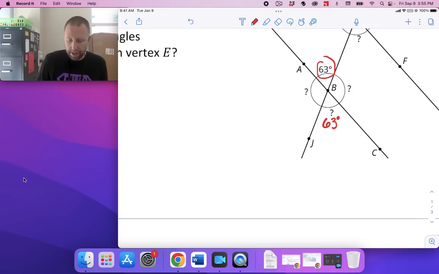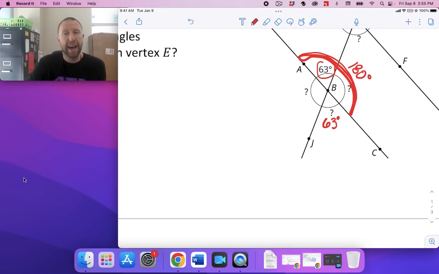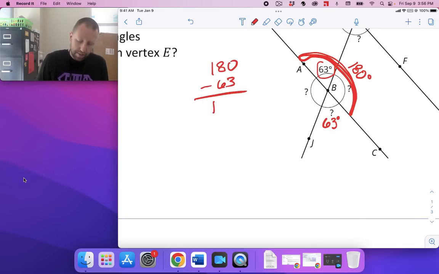Well, remember, to rotate it 180 degrees, that means this line here is the 180 degrees. If that angle we know makes up 63 of those 180 degrees, then what's left is what's going to go right here, and this for this angle right here. So to find that, we need to do a little subtraction. 180 minus 63. And when I do that, I get 117 degrees.